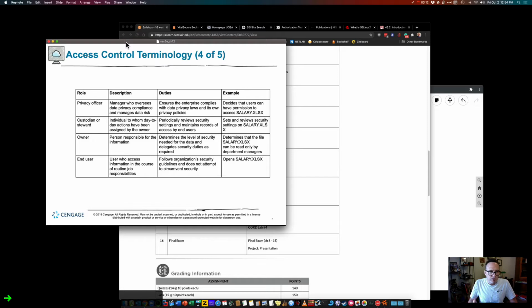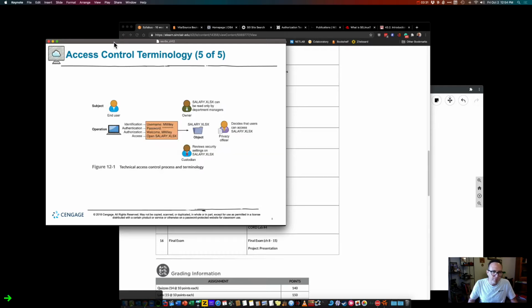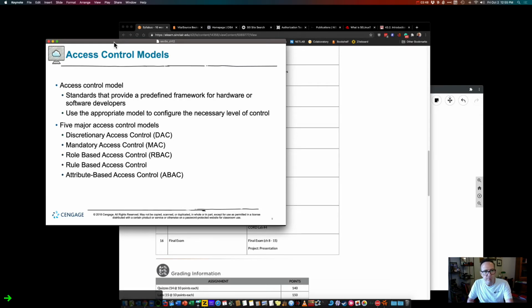And of course, we have some terminology here: officer, custodian, owner, and user. These are more examples. A privacy officer has access to a salary XLS with the duties. So I'm going to skip over that one. But what is important to understand with this slide and the previous one is that when it comes to access, people grant access to other people, and it could cause problems. We'll see in a second where that could become an issue.